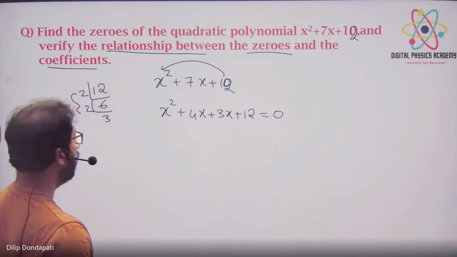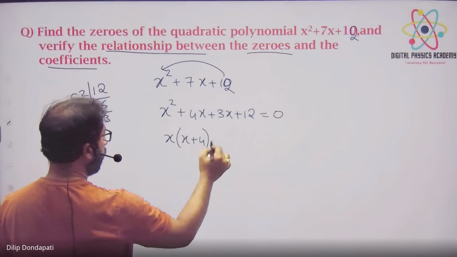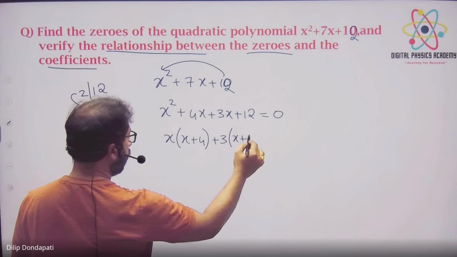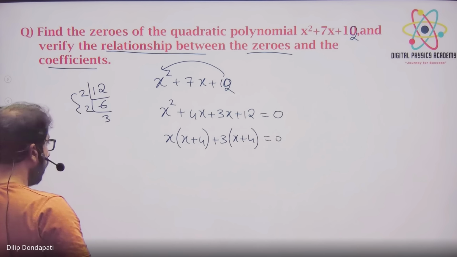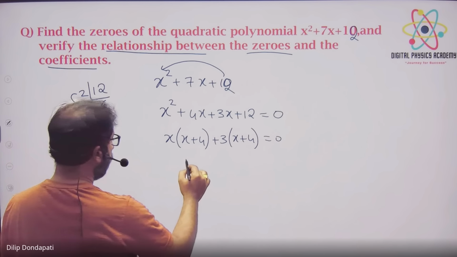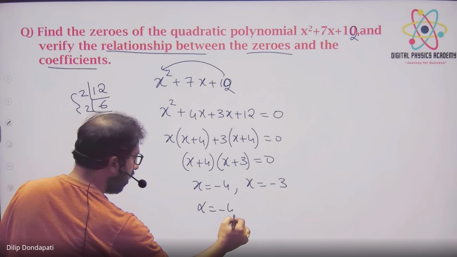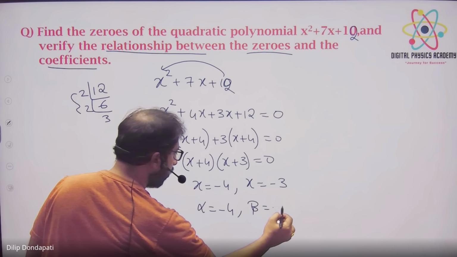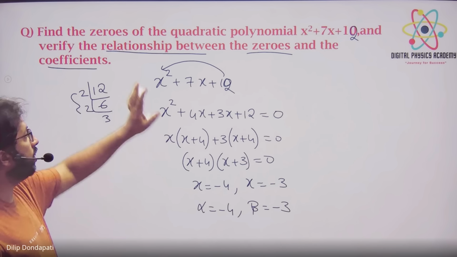Okay, now x common ले लो, x plus 4 plus 3 common ले लो, x plus 4 equal 0. So x plus 4 into x plus 3 is equal to 0. Therefore, x is equal to how much? Minus 4. And here other value x is equal to minus 3. Right? And this is alpha. 1 zero is alpha. Other zero we call as beta. So always find the zeros of the quadratic polynomial means you have to splitting middle term करके first we try to find zeros. Clear answer?